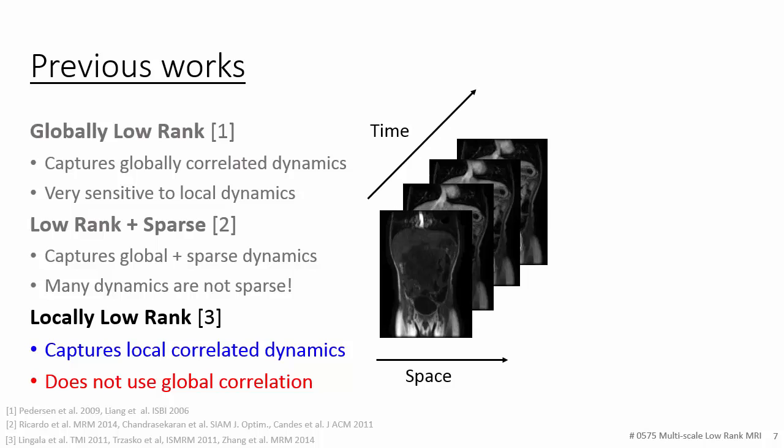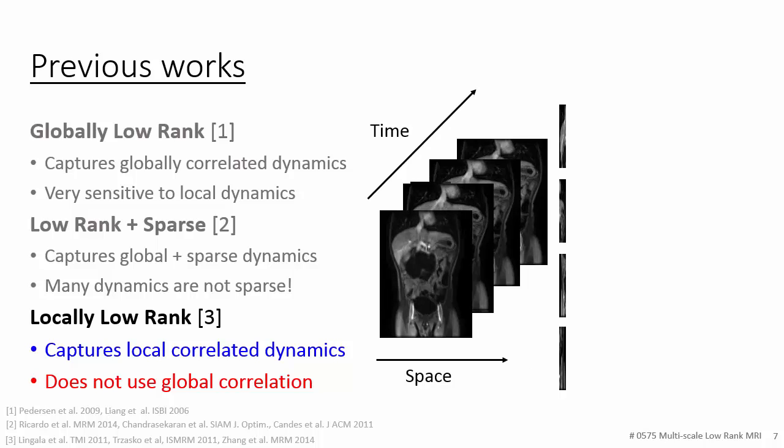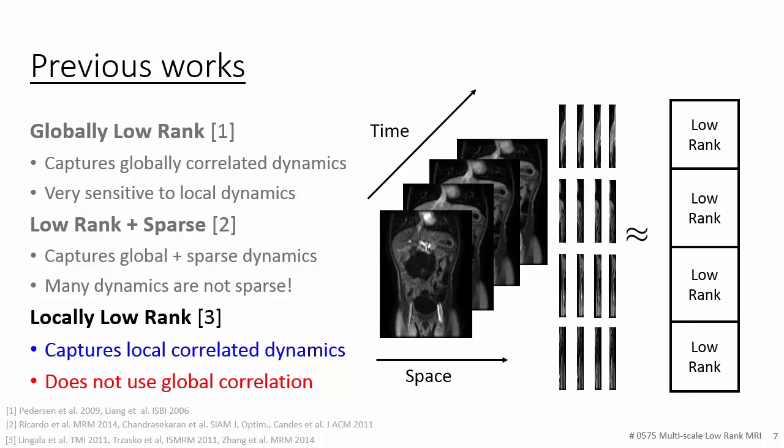Now, if we want to capture the local dynamics specifically, we can use the locally low-rank method. But this only captures one particular type of correlation, and so you're clearly not using the data to its full extent, because we do have global correlation in our data set. So we have all these three methods. Each one is better at some area and worse at some other area. And so if you're a graduate student like me and you want to implement this for an application, you have to try all these and compare, and it's just terrible.